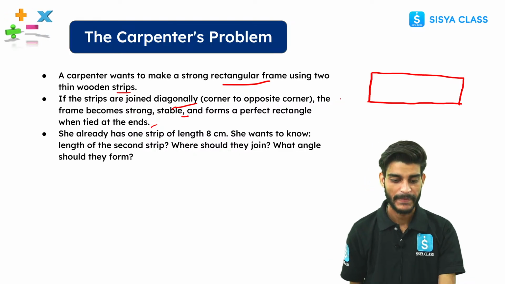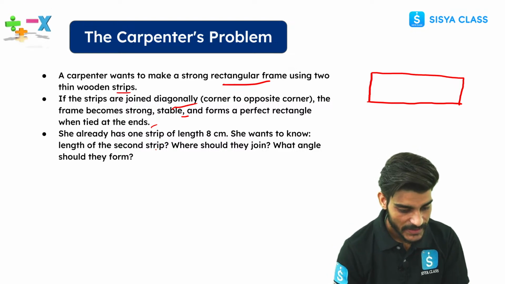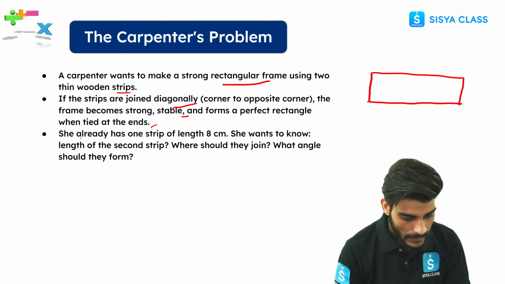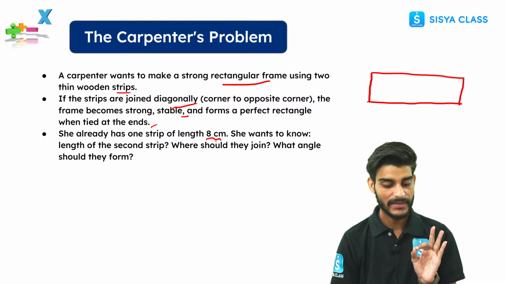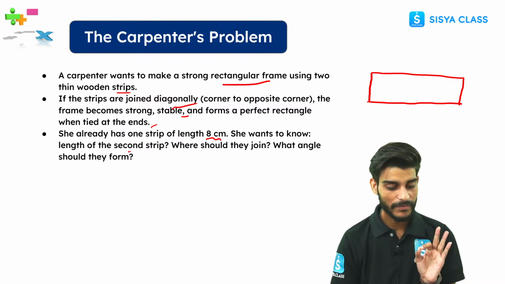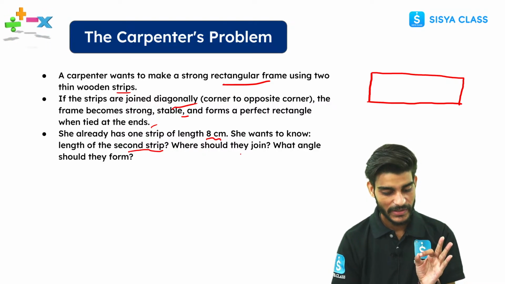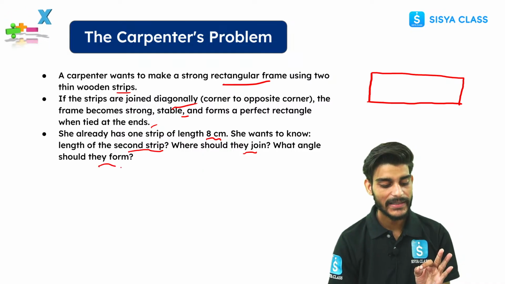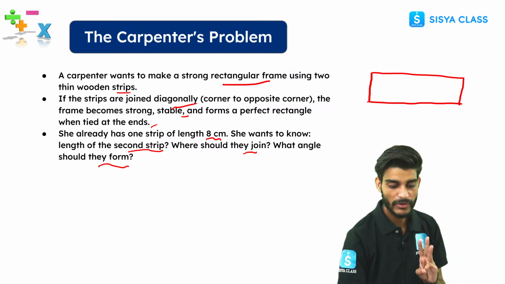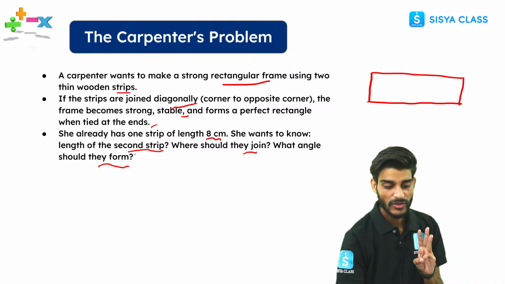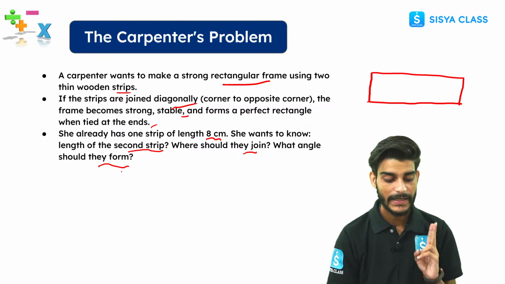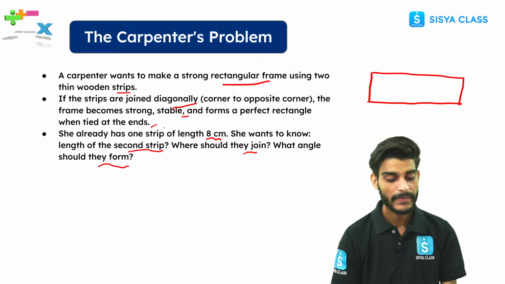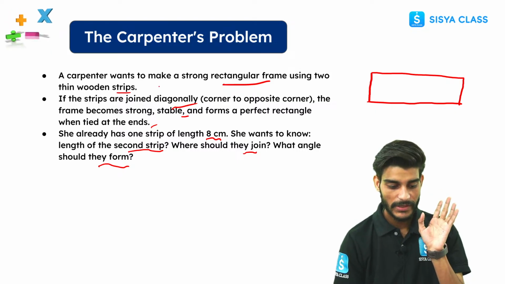Clear? Let's go through what the question is saying. C already has one strip of length 8 centimeter. She wants to know the length of the second strip, where should they join and what angle should they form. Three questions it is asking. Once again, let's go through the question.